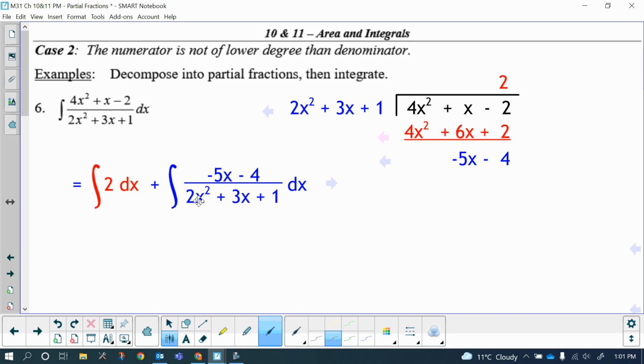And so the strategy is just like we were doing for the previous question after this initial step of doing long division. So why don't you pause the video at this point, work through this question, and then once you're done, restart the video to see my solution. So pause now.